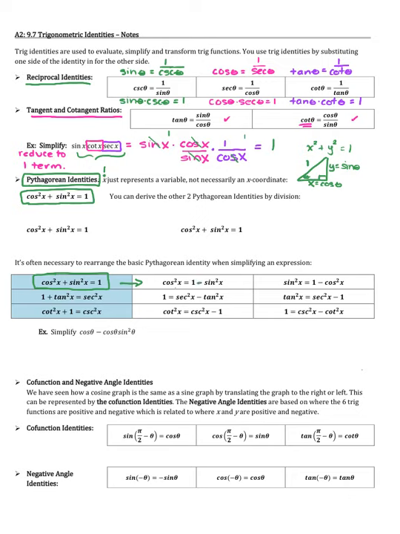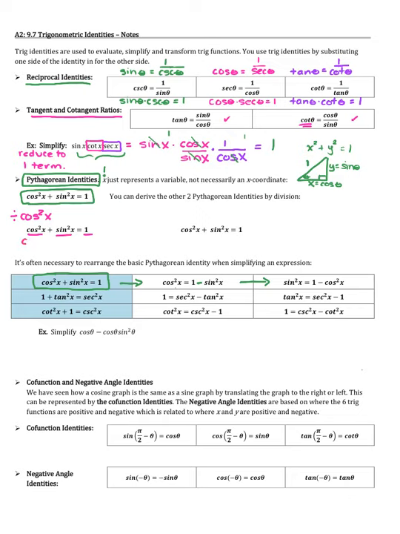I can isolate sine squared, and then I get 1 minus cosine squared. So it's helpful to recognize these other versions. Now the next 2 identities, Pythagorean identities, can be quickly derived. The first one we're going to derive by dividing all the terms by cosine squared x.